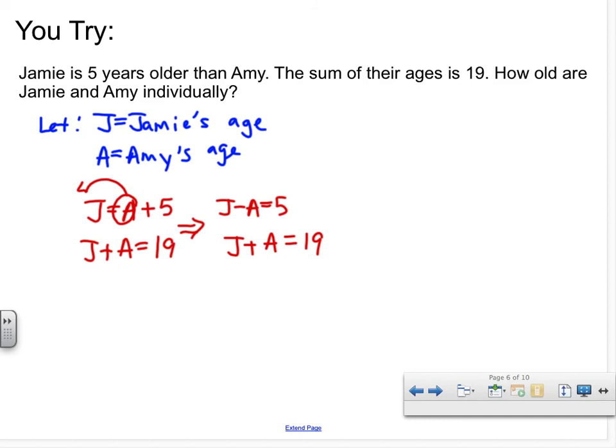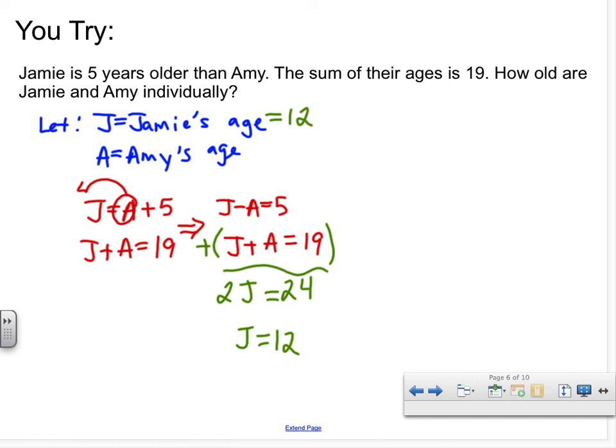If you notice, the A's are opposites. So if I added the equations together, the A's would actually be eliminated from the problem. So I would end up with 2J equals 24. And if I solve for J by dividing by 2, that tells me Jamie's age is 12. So I can go back into my let statement and write Jamie's age is 12.